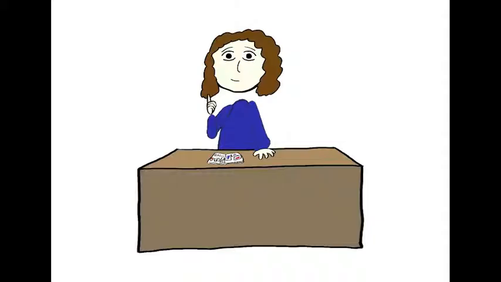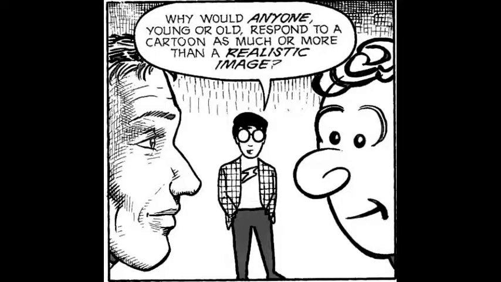He points out that when we see two dots and a line, our brains tell us that it's a face. But he goes on to argue that the amazing thing here isn't that we see a face, but that we cannot help but see a face. Our brains won't let us see anything else. This begs the question, why? Why would anyone respond to a cartoon as much or more than a realistic image?